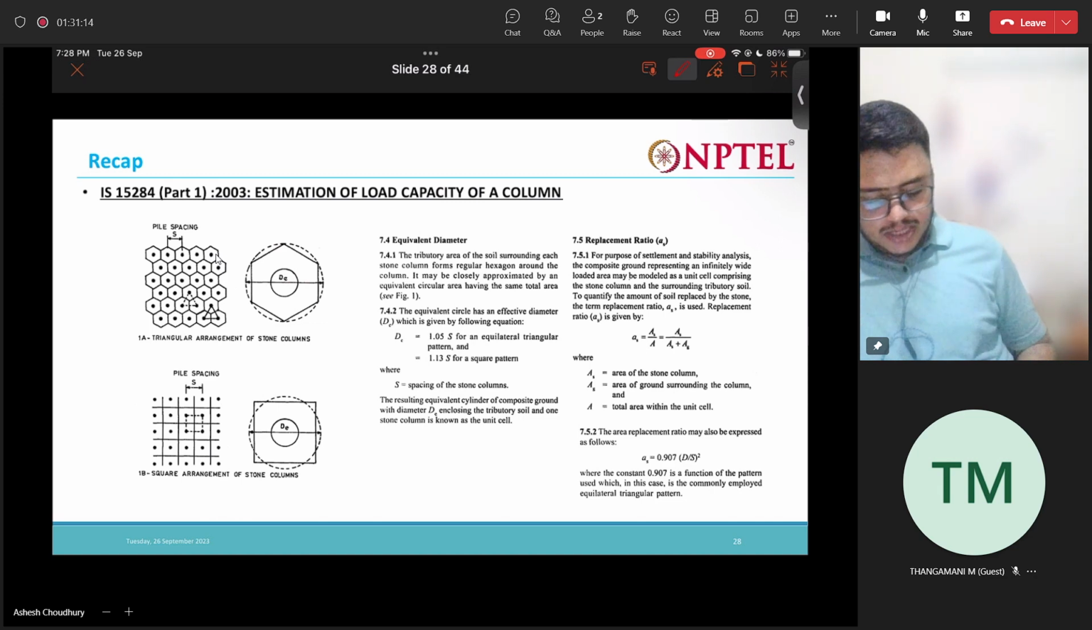The area replacement ratio may also be expressed in terms of d by s, the diameter to spacing ratio, and this constant 0.907 is a function of the arrangement. For triangular arrangement, it is the equilateral triangular arrangement, and it's 0.907. So we learned what is equivalent diameter, then we understood what is replacement ratio.